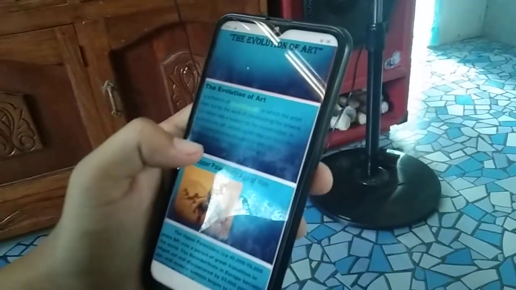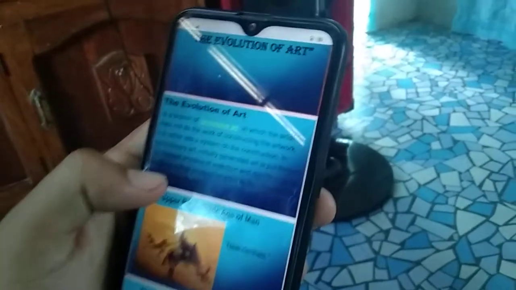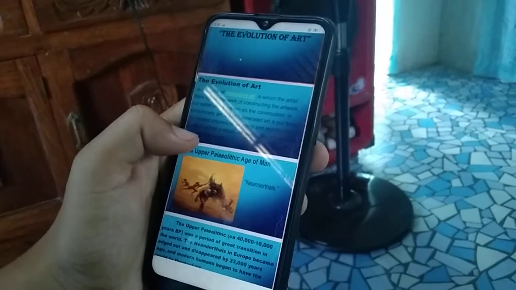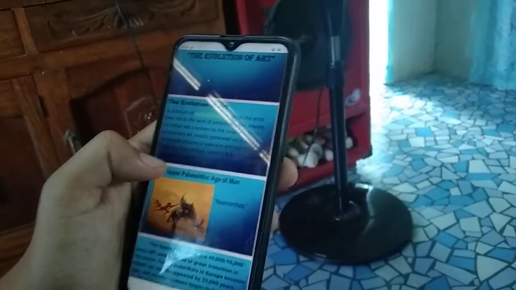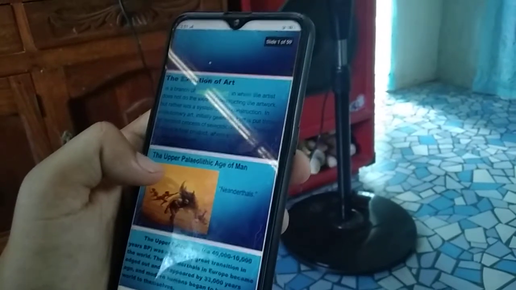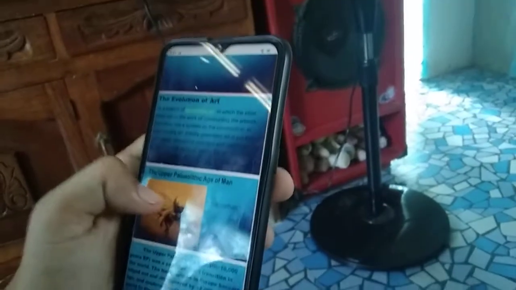Evolutionary art is a branch of generative art in which the artist does not construct the artwork directly, but rather leads a system to the construction of the art. Initially generated art is put through an inherited process of selection and modification to arrive at a final product, where the artist is the selective agent.